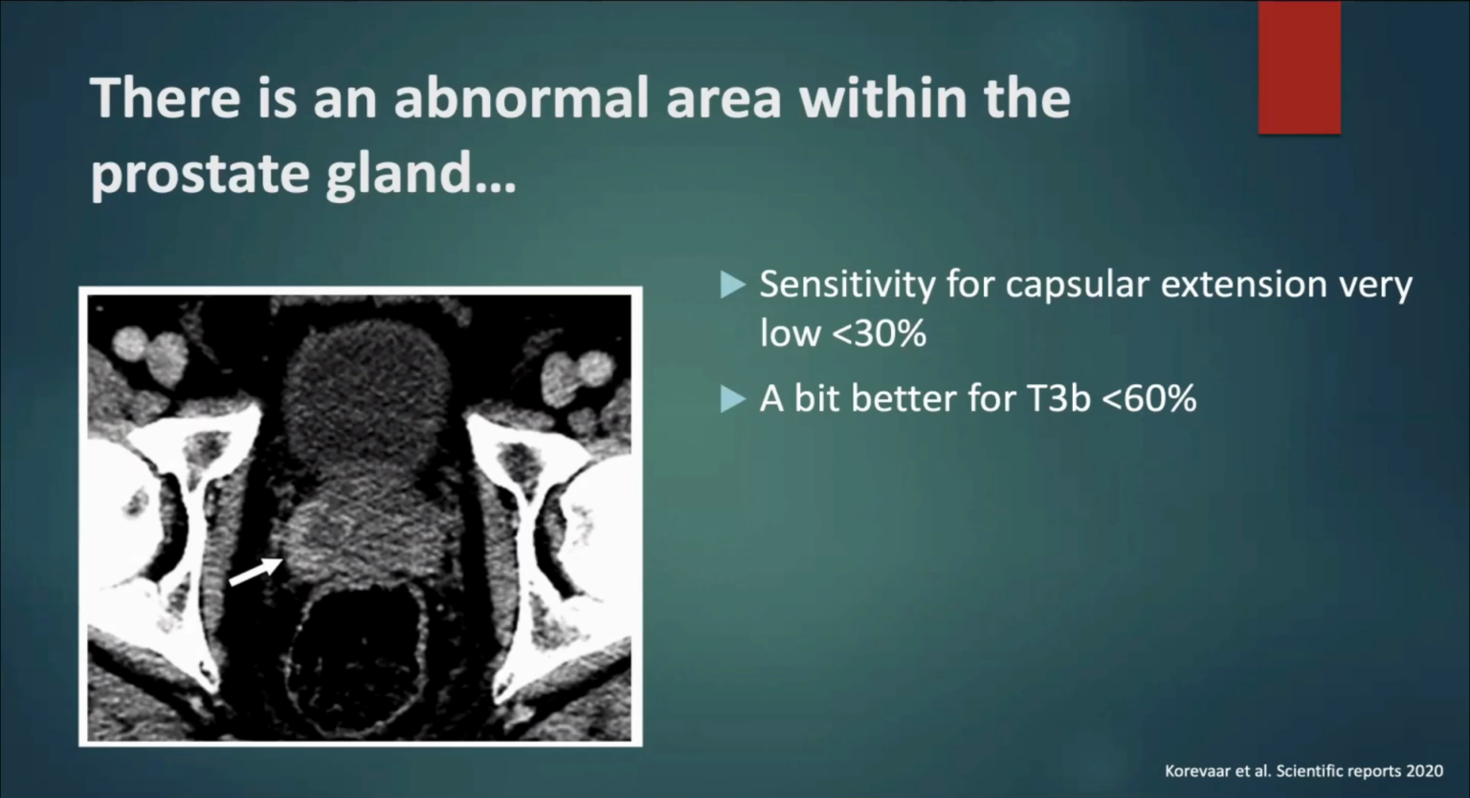Generally speaking, CT is not good for soft tissue characterization, and because of this poor ability of CT to differentiate between the soft tissues, the sensitivity is very low, as you'd expect. And again, papers that I read were sort of less than 30% sensitivity for T3A disease. As with ultrasound, it is a bit better for T3B disease, but still probably less than 60% sensitive.